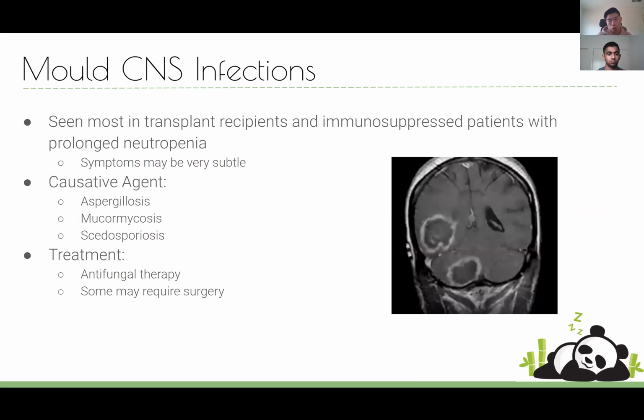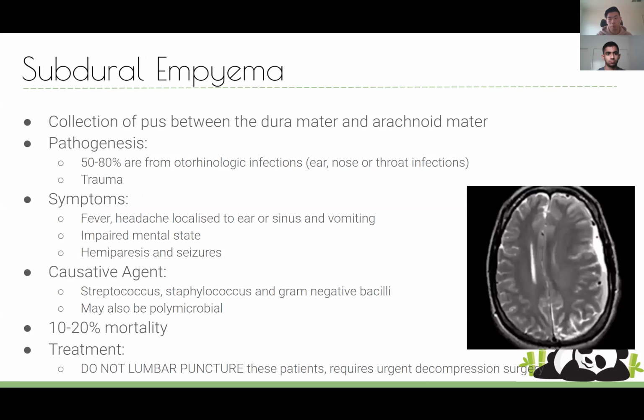This is mold sinus infections, seen mostly in people who are immunosuppressed. People who are perfectly fine immunologically don't really get mold or fungal infections. Causes include aspergillus, which I think is the only one really worth mentioning. The other two are just there. Again, treated with pharmacotherapy and may require surgery.